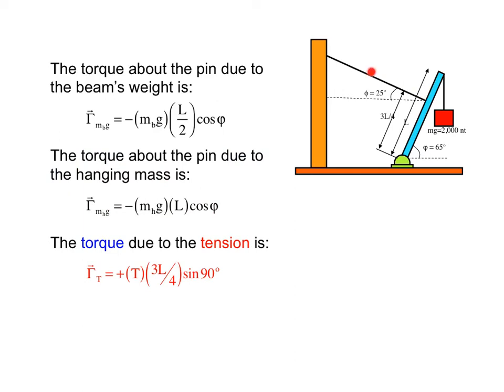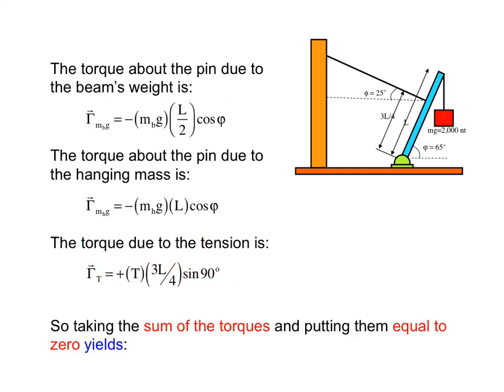The tension, its r value is 3/4 L, so there that is. Its magnitude is T, and the angle between the line of R and the line of T is a 90-degree angle. So if we just use the definition here, we come up with this relationship. So now it's time to just sum up the torques and put them equal to I times alpha, which is 0.